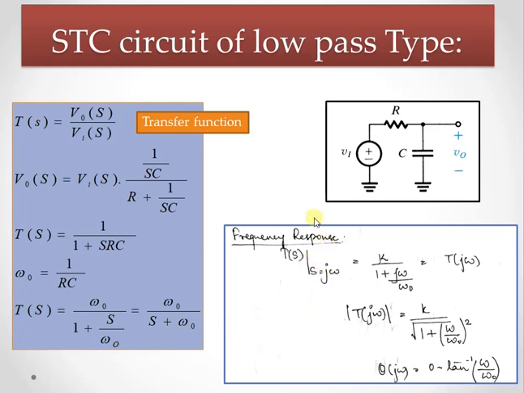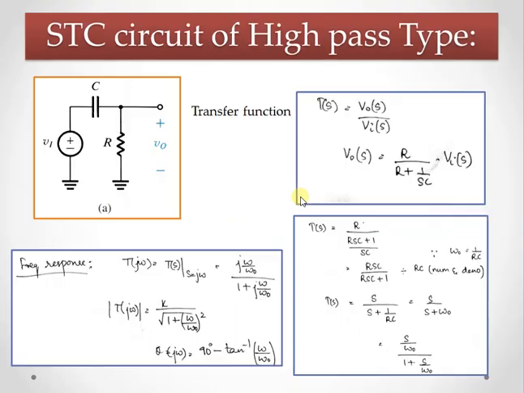In a similar manner, I can consider the simplest form of an STC circuit for a high pass type, wherein I compute the output voltage across the resistance R, and the transfer function is computed as V out by Vs. Using the voltage divider rule, I obtain V out of s to be equal to R divided by (R plus 1/sC) times Vi(s). When I rearrange this equation, it is nothing but s divided by (s plus omega naught).